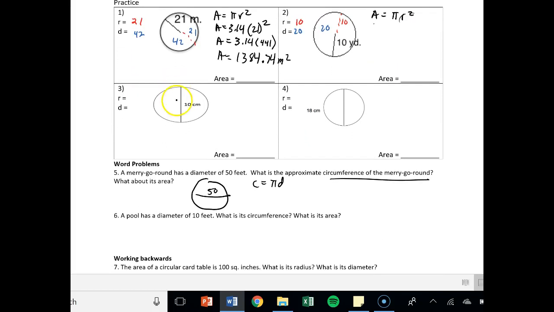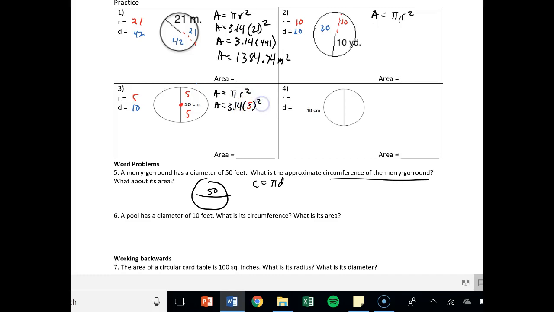Number 3, notice they've given us a diameter this time, so you want to split it half and half. So half of 10 would be 5 and 5, so the radius is 5. The diameter we already know is 10. So now we can go to work. A is equal to pi r squared. A is equal to 3.14 times 5 squared.